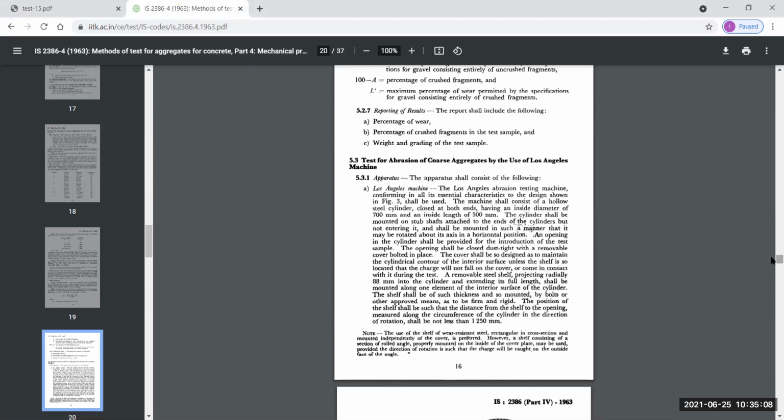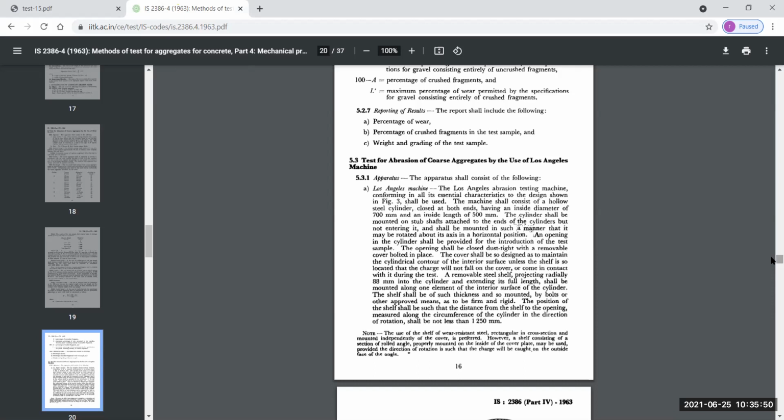hollow steel cylinder closed at both ends, having an inside diameter of 70 centimeter and inside length of 50 mm. The cylinder shall be mounted on stub shafts attached to the ends of the cylinder but not entering it, and mounted in such a manner that it may be rotated about its axis in a horizontal position. An opening in the cylinder shall be provided for the insertion of the test sample. Next, the opening shall be closed dust tight with a removable cover bolted in place.